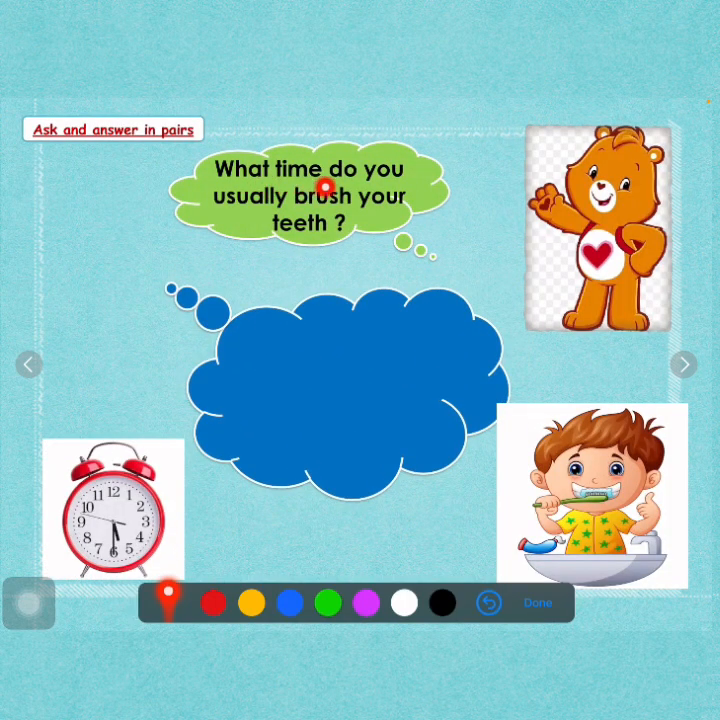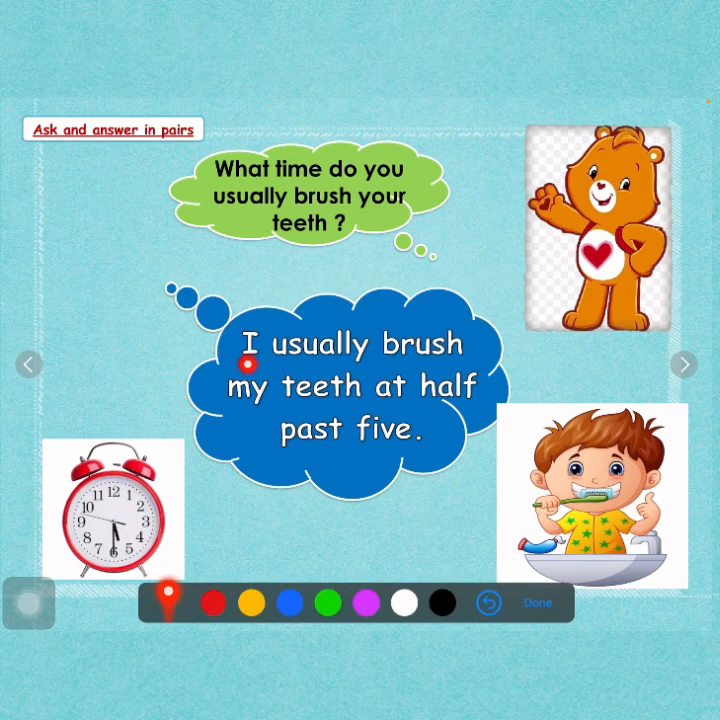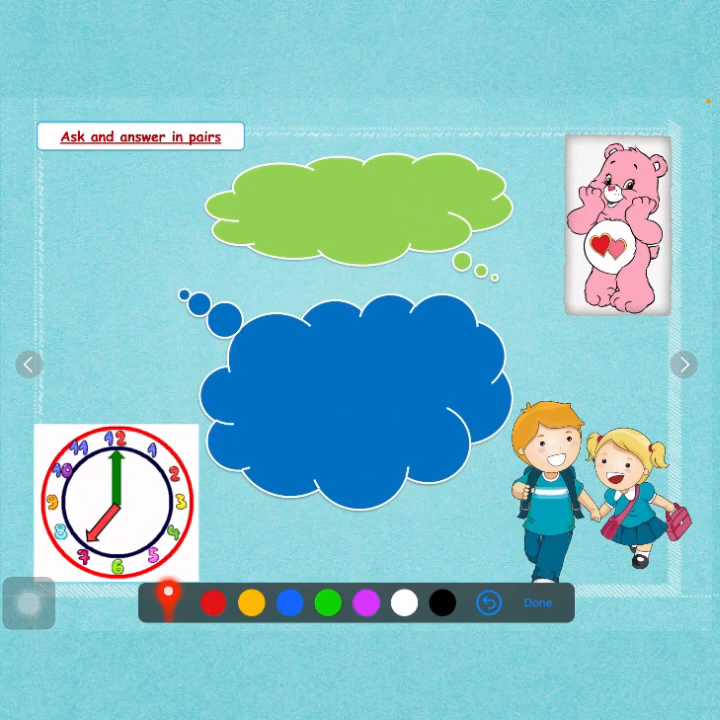Question number 2. What time do you usually brush your teeth? Look at the clock and tell me. The long hand on number 6 and the short hand on number 5. Yeah, girls, I usually brush my teeth at 5:30. Excellent. Let's continue. And the last question.